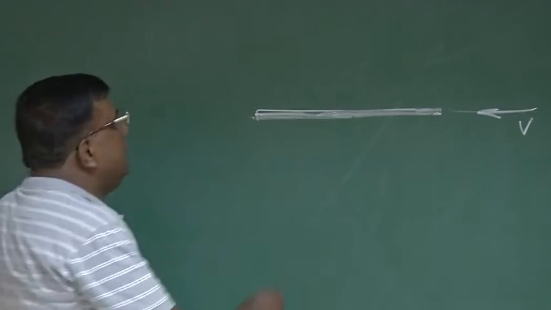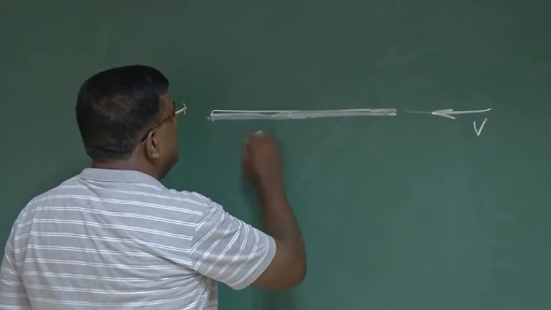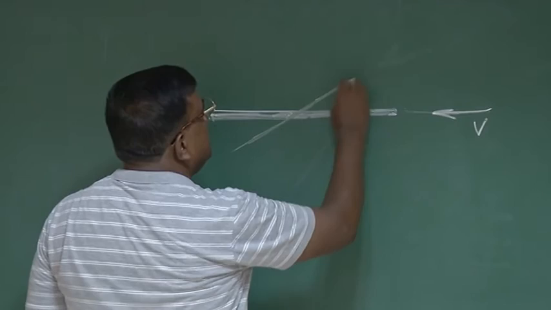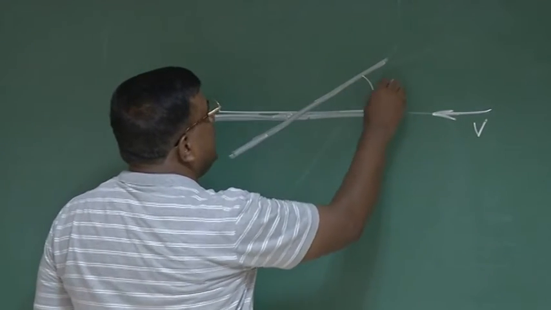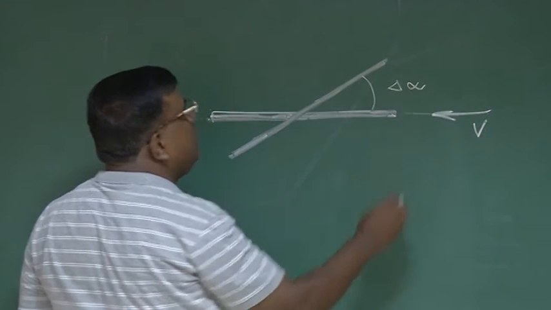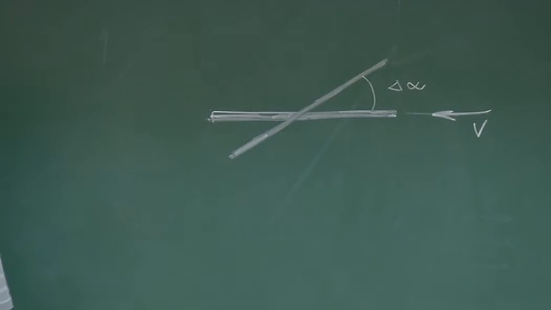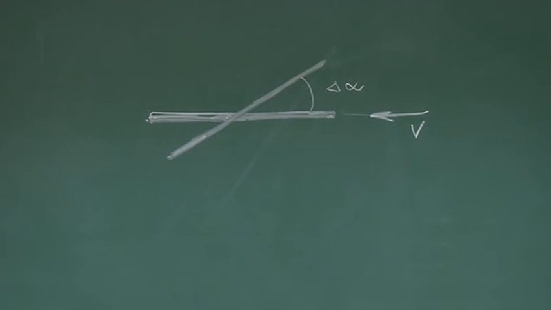Relative air speed, and let us see that I want to disturb it by some angle delta alpha. Delta I use because we are trying to remind you that we are talking about small angle disturbance. Okay? Because if you give a large angle disturbance, then aerodynamics may be non-linear. So we are not going there.